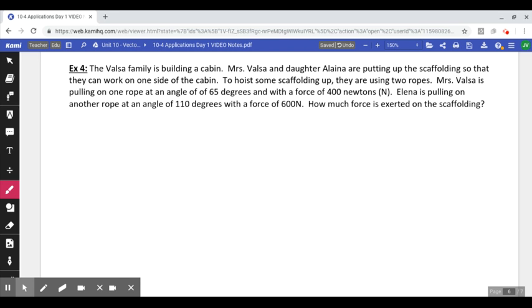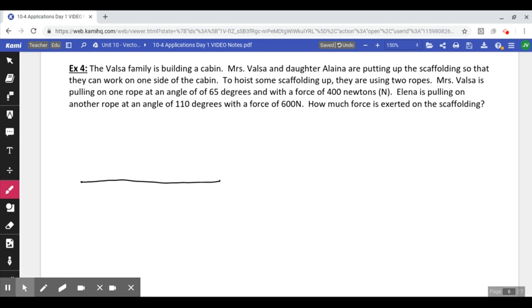In this example, we have a family building a cabin. We've got Mrs. Valsa and her daughter Elena, and they're putting up scaffolding so that they can work on one side of the cabin. Let me draw a picture of the scaffolding right here. Just a straight line will do for now. To hoist some scaffolding up, they're using two ropes.